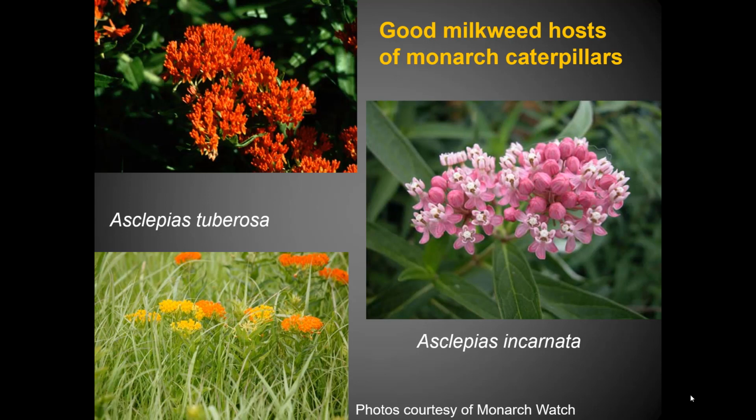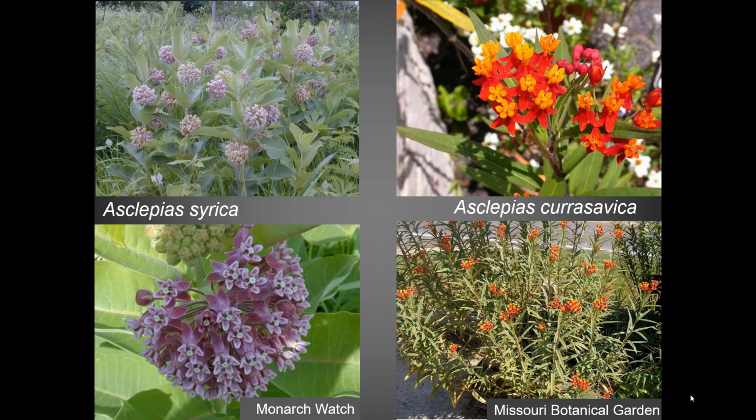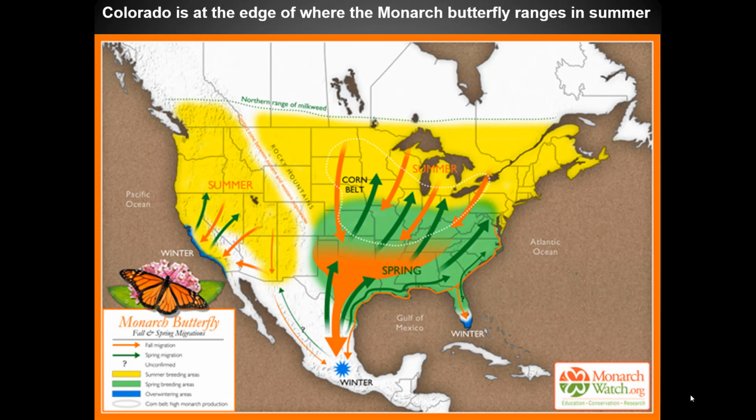So these would be a couple: Asclepias tuberosa, Asclepias incarnata, also the common lilac, and the Asclepias curassavica. That's one that would not overwinter around here, but that's a good plant that can support the larvae. So yes, if you want to have monarchs, you could have flowers that would attract the adults, but then you would want specifically milkweeds to support the larvae.